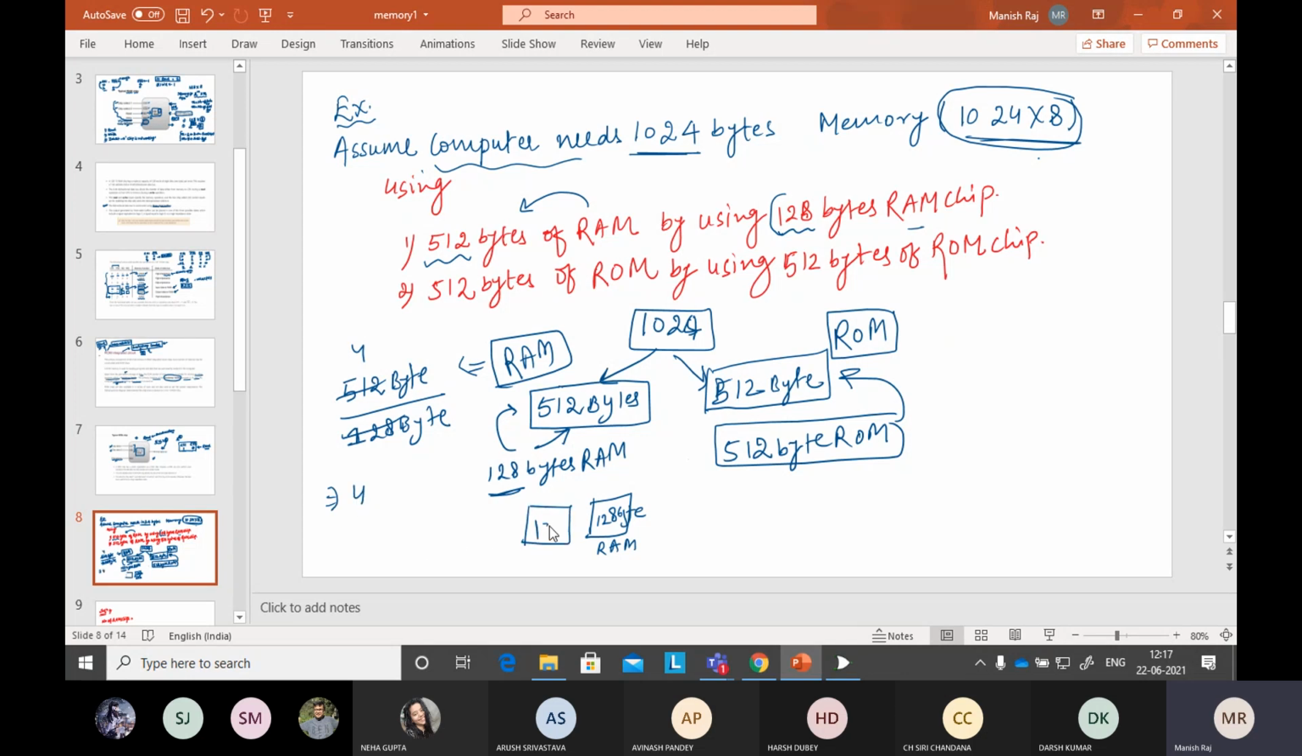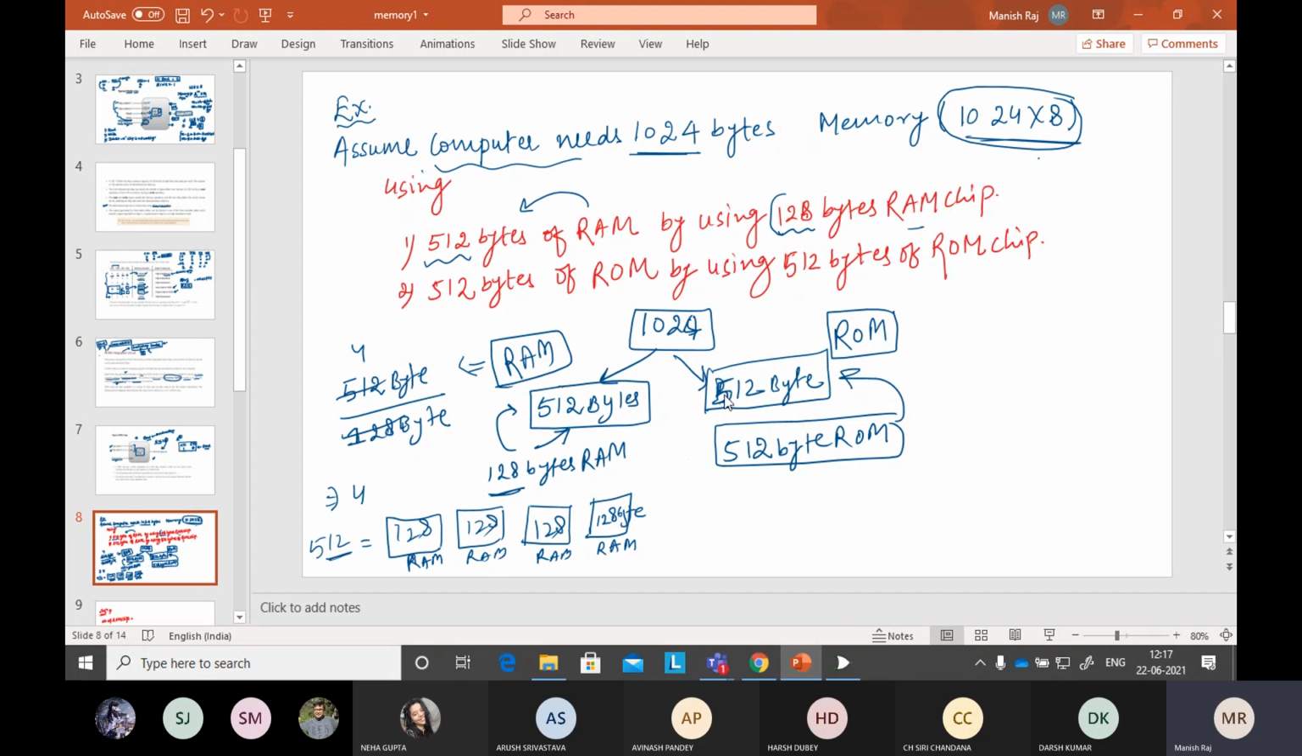So 128 RAM, 128 RAM, and again 128 RAM, 128 bytes RAM. So there are 4. You can add these four sizes, and you will get the total of 512 bytes. Okay, so 4 RAM chips are needed. Now you can tell me how many ROM chips are needed.